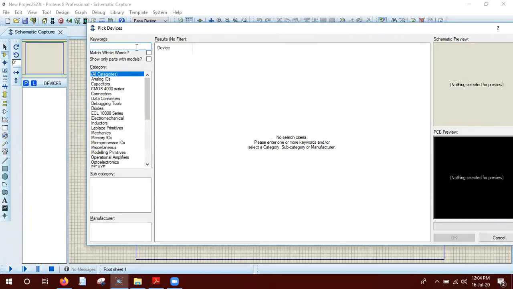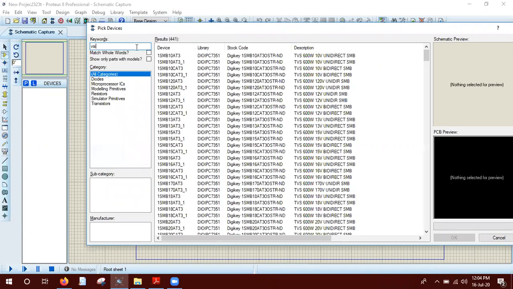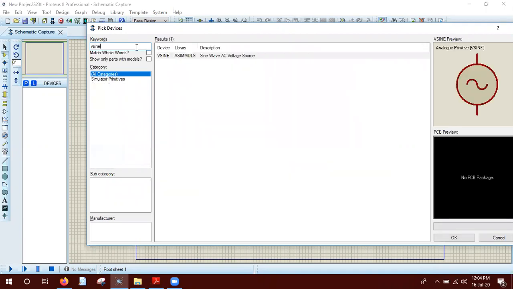So in the keywords, you search for that. Yesterday we required DC voltage. Today for the half wave we'll require the AC voltage. So we'll write V sign. V sign means the general sine voltage source, the AC voltage source. Double click, it will be added.